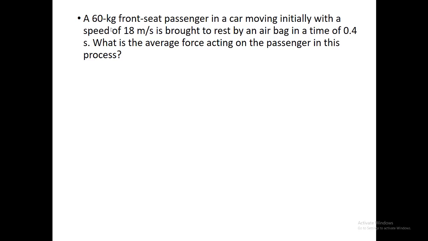Let us read it. We have a 60 kilogram front seat passenger. This is the mass of this passenger. In a car moving initially with a speed of 18 meters per second, that's the initial, is brought to rest, will stop by an airbag, or by the seat belt, the same, something that will stop it. So the initial and the final will be zero. This is the main thing. When we say brought to rest, it means the final velocity will be zero. I have to interpret it like that.